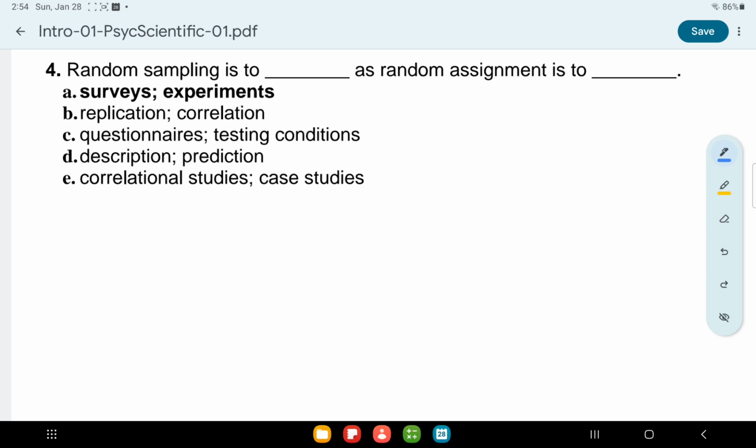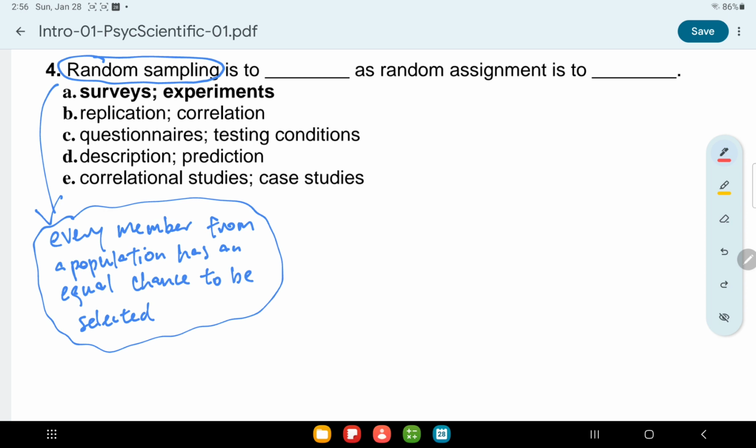Consider now this question. Random sampling is to something as random assignment is to. Now, quick review. Random sampling. By random sampling, we're referring to the process of recruiting participants in which every member from a population has an equal chance to be selected.